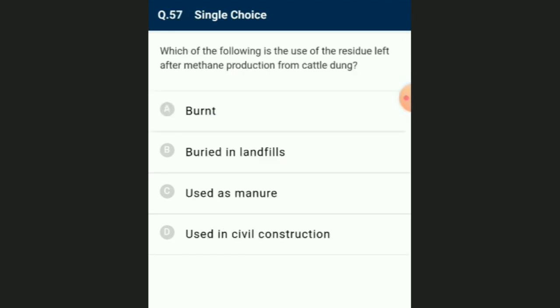Question number 57. Which of the following is the use of the residue left after methane production from cattle dung? Cow dung and other organic waste are used for biogas production. The residue left after anaerobic digestion, or biogas residue, is widely used as a new green fertilizer in agriculture as manure. So the answer is option C, used as manure.